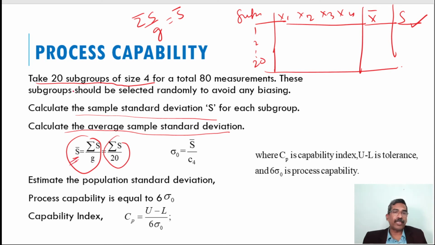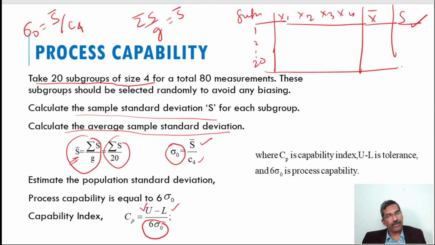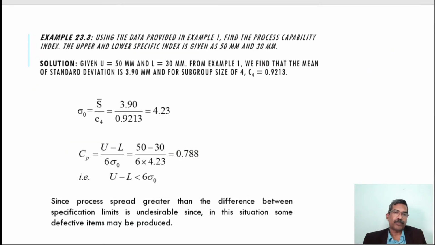After finding the value of S bar, we can find the value of sigma 0. This sigma 0 will be equal to S bar divided by C4, where C4 is taken from the table for n equal to 4. After putting this value in, we can find sigma 0, and this sigma 0 can be used in the denominator, 6 sigma 0. The values of U and L are already given because these are the specification limits. So in this way we can find the capability index.